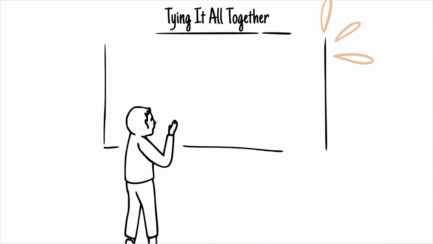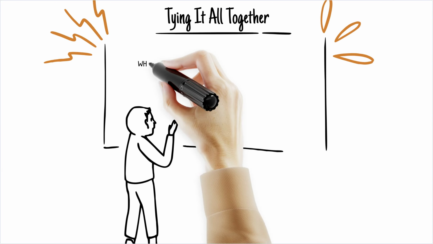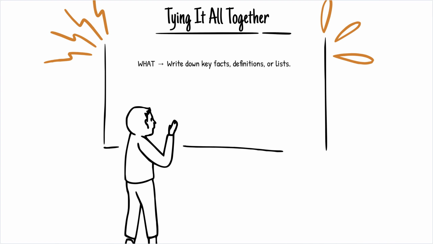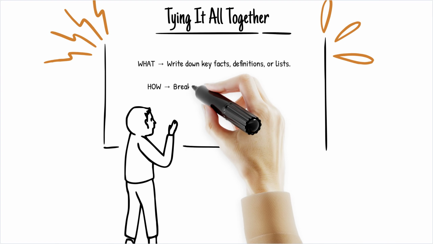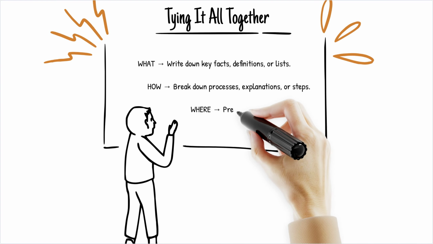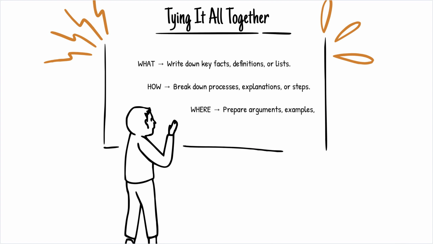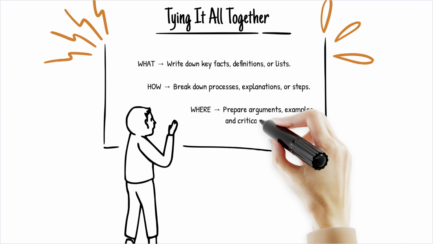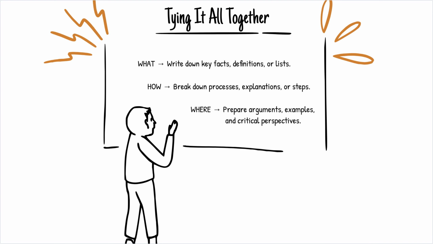When you're studying a topic, organize your notes like this. What? Write down key facts, definitions, or lists. How? Break down processes, explanations, or steps. Where? Prepare arguments, examples, and critical perspectives. By organizing your notes this way, you'll be able to quickly identify what exam questions are asking, recall facts, explain processes, and think critically with confidence. This method makes your studying more efficient and your exam answers will be more structured and focused.